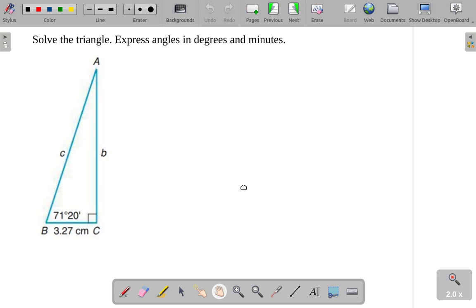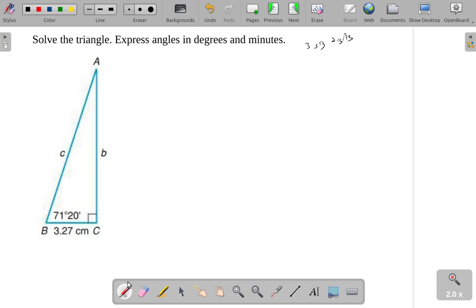Solve the triangle, express the angles in degrees and minutes. It looks like this angle was already given to us in degrees and minutes, and it's probably rounded to the nearest 10 minutes, which means we should be dealing with 3 significant digits. And that's exactly what this one is expressed as.